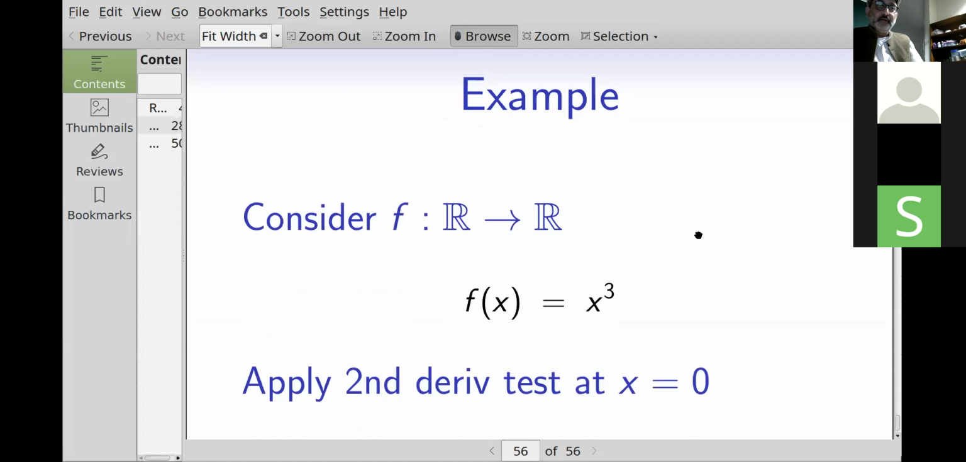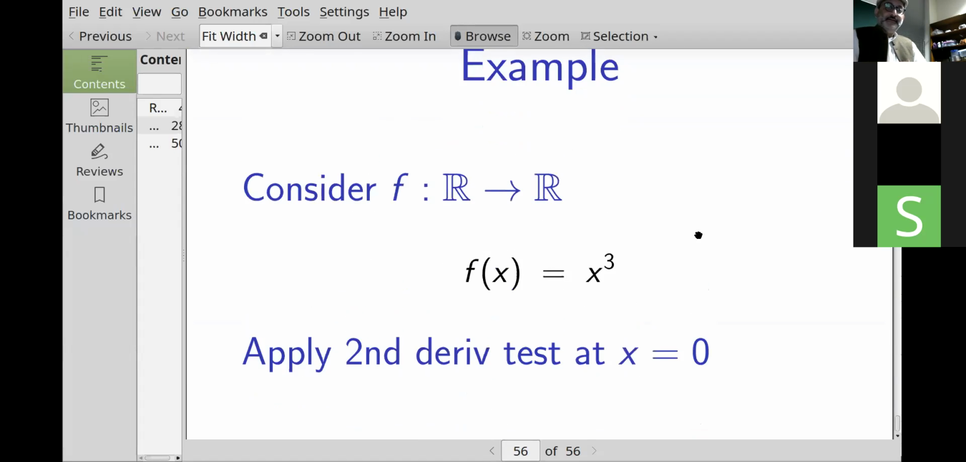Okay. All right. So now, let's say I have f of x is equal to x cubed. So the first derivative is 3x squared. That's 0 at x equals 0. So there's one critical point, 0, right? And the second derivative is 6x. And 6x is also equal to 0 at x equals 0. So the second derivative test says that this is a point of inflection. It's not a maximum, nor is it a minimum.